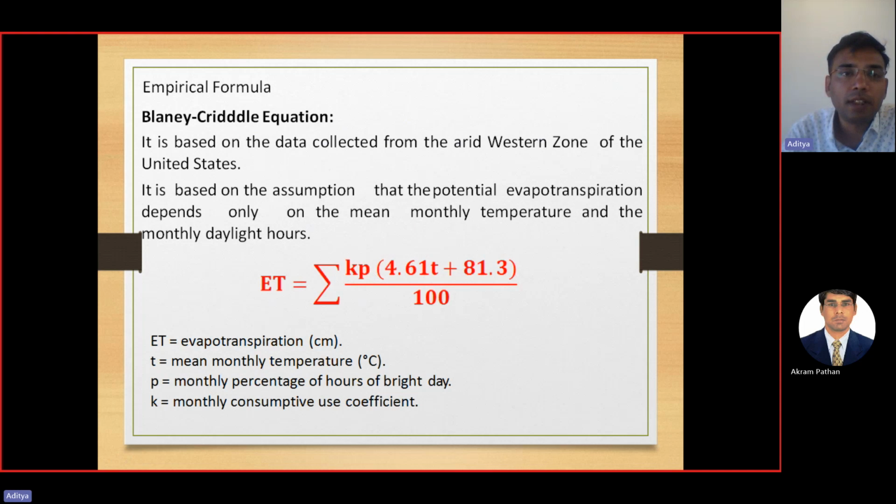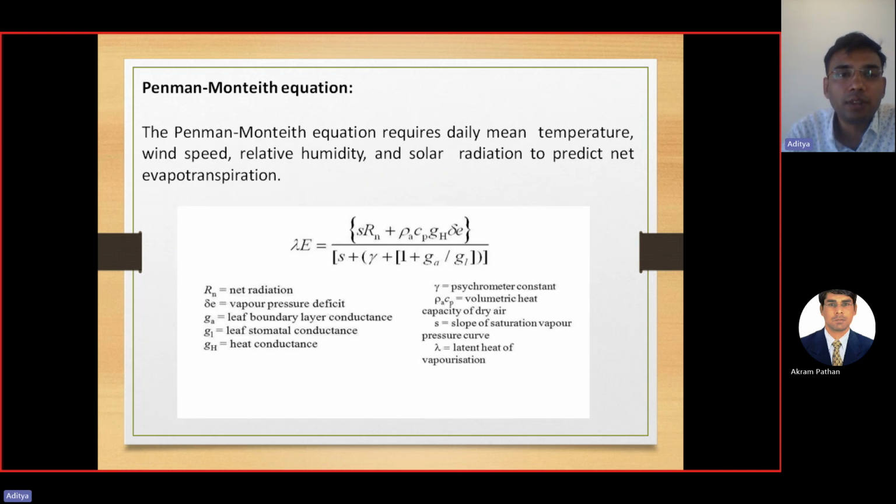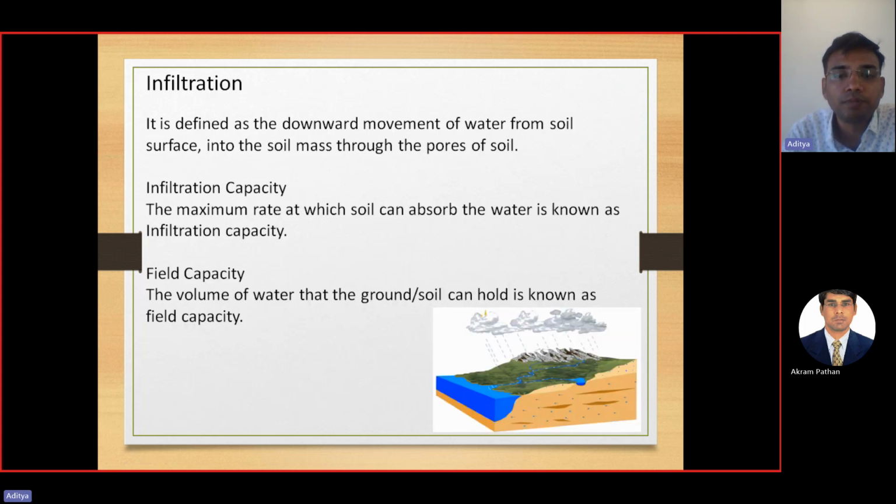Then different empirical formulas, as I told: Blaney-Criddle, the Christiansen equation, and Penman-Monteith. Again, this is one of the most popular equations. The Penman-Monteith method is used to estimate evapotranspiration. Then we'll move to infiltration.